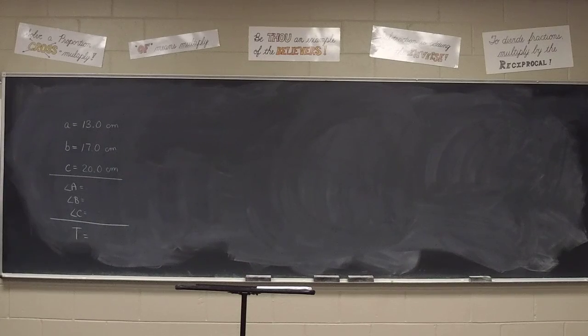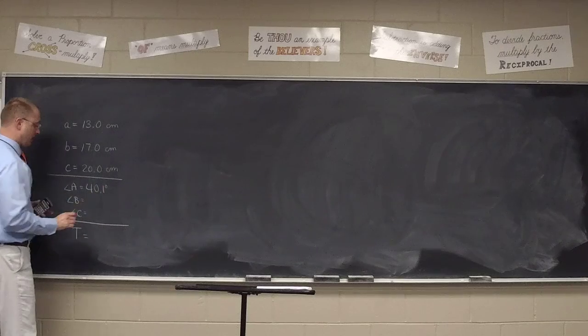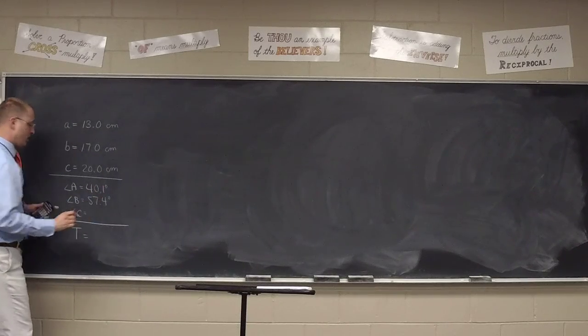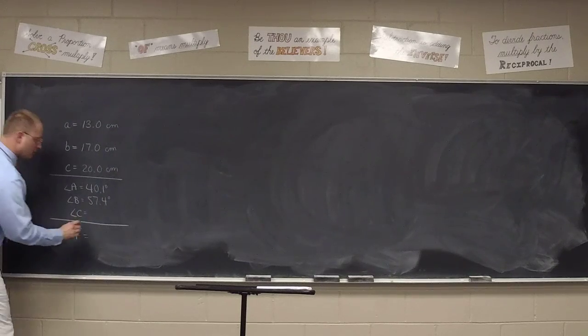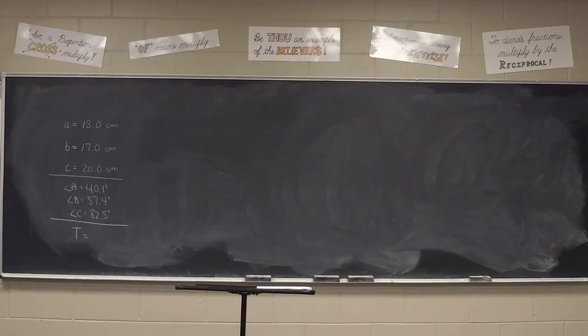Angle A, what did you get for your answer, Jamie? 40.1 degrees. How about for angle B, Quentin? 57.4 degrees. And Jamie, angle C? 82.5 degrees. Now, I didn't do any of them. I'm just going to see if your answers make sense. First of all, do they add up to 180? Yes. Second of all, the smallest side was side A. This should be the smallest angle. This should be the largest, and it is. Everything looks like it checks out. Did you both get the same answers? I'm going to assume we did everything correctly there.